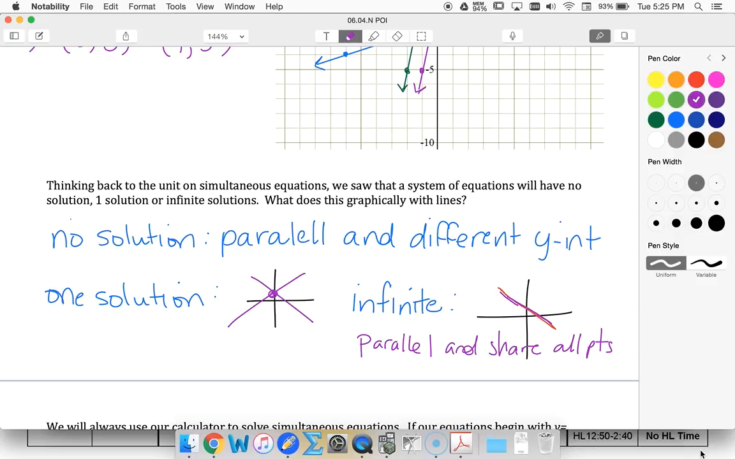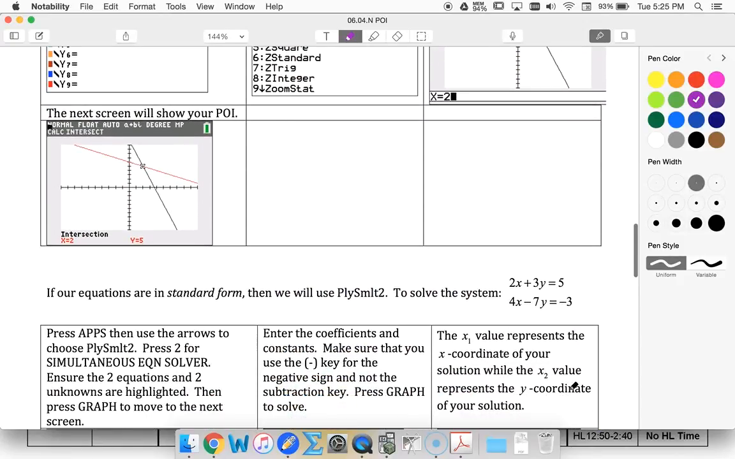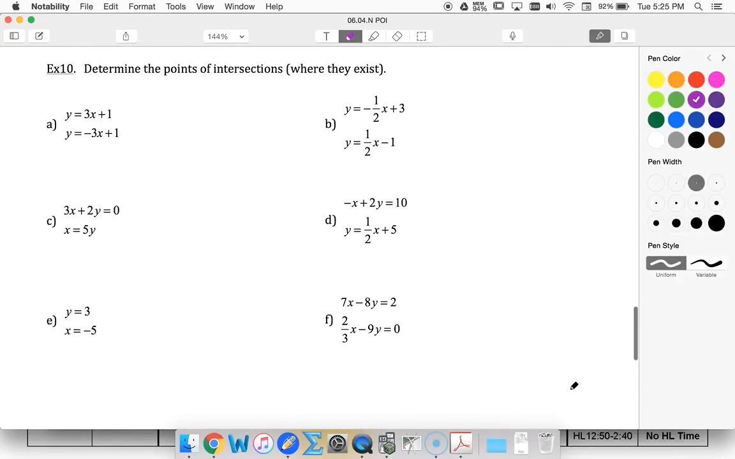We can solve systems of equations with our calculators, and that's what your notes talk to you about, so I'm not going to read through the notes for you, but instead let's look at some examples.